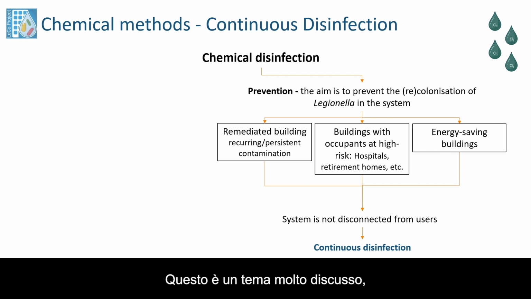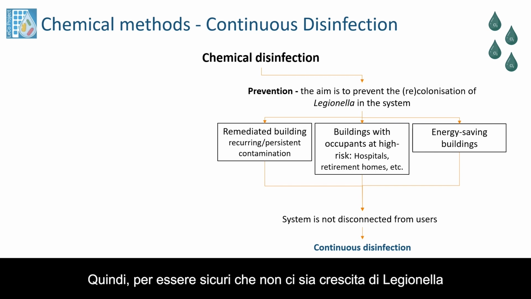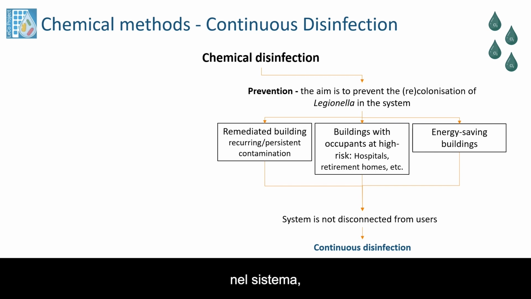This is a highly discussed topic, but in energy-saving buildings, the aim is to save energy, and one part is reducing or lowering the water temperature of the system, but this can drop into the Legionella critical range. So to be sure that there is no Legionella growing in the system, another strategy needs to be applied, and often continuous disinfection is chosen. Important to know here is that the system is not disconnected from the user, it is a long-term application, and the users are exposed to these chemicals.